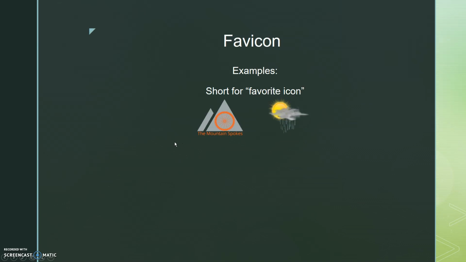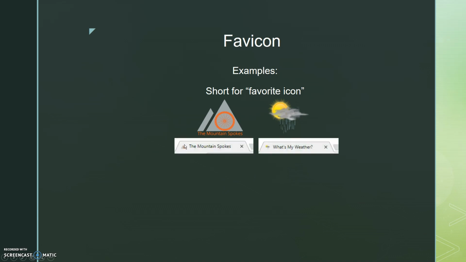Alright, so the Favicon is actually short for favorite icon. Here you can see I have a couple of examples of favicons that I've used in websites. One for the mountain spokes and one for a weather site I made. This is where the favicon will actually appear on your tab, or also in your bookmarks. It should appear there as well, and there are some other places that the favicon can display.